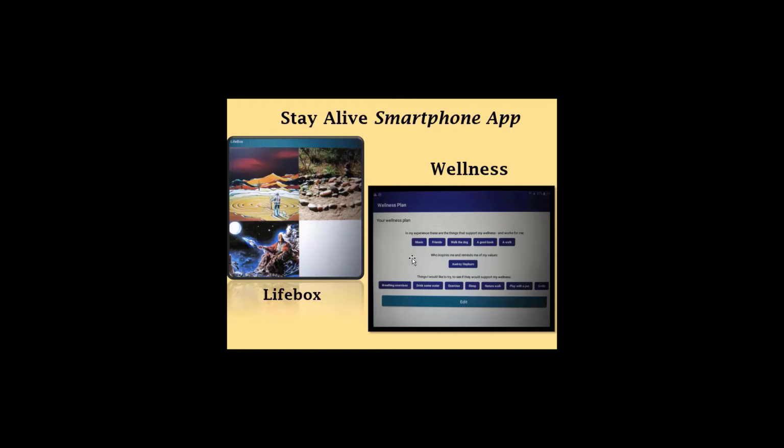For instance, music, friends, walking your dog, a good book, a walk, and then what inspires me or reminds me of my values, the person. So in this case, I clicked Audrey Hepburn, which is one of the people on the list. And the third area here would be things I would like to try to see if they would support my wellness. So, breathing exercises, drinking water, exercise, sleep, a nature walk, those kinds of areas of interest. And so that would be another important aspect of this particular system.